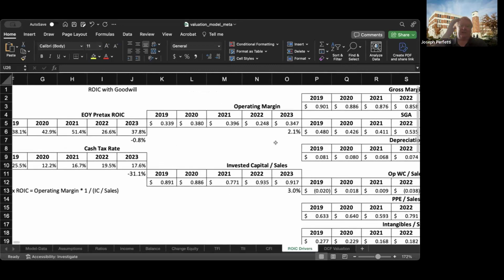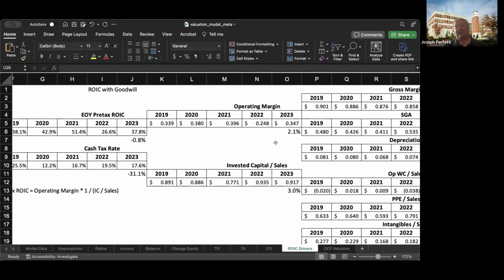Okay. The first one is the operating margin. 2019, Meta had a pretty high operating margin of almost 34%, 33.9%. Okay. In 2023, it actually improved their margin to 34.7%. That was a 2.1% improvement over the 5-year period of time. And so that definitely should have helped the pre-tax ROIC go up. It did not.